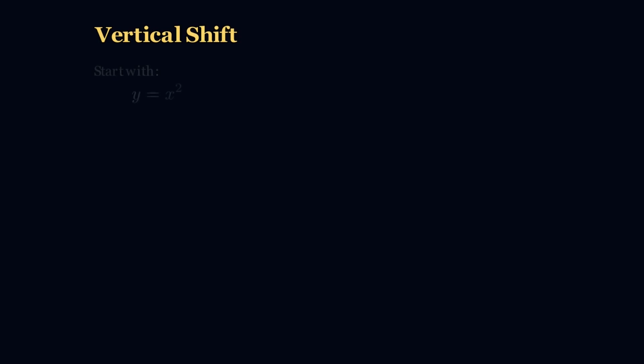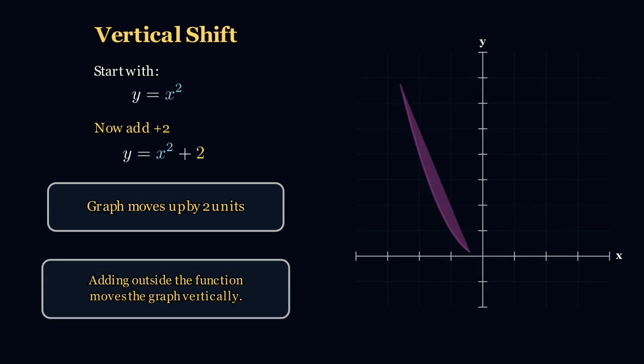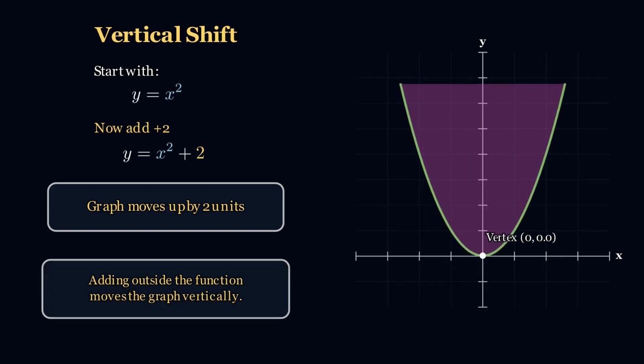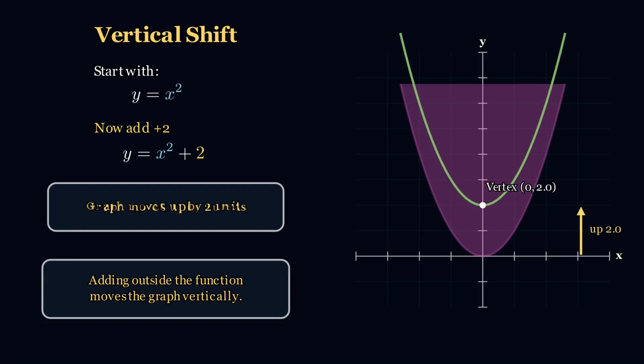Let's start with y = x². Now add plus 2. So y = x² + 2. See, the graph moves up by 2 units. Adding outside the function moves the graph vertically.